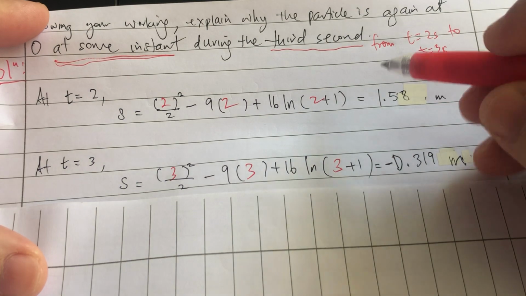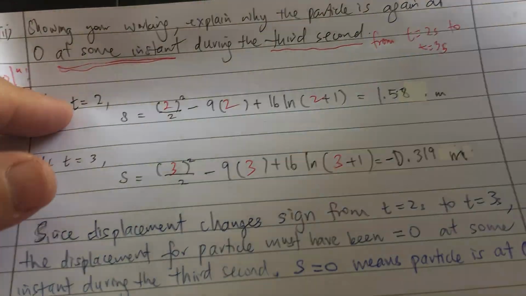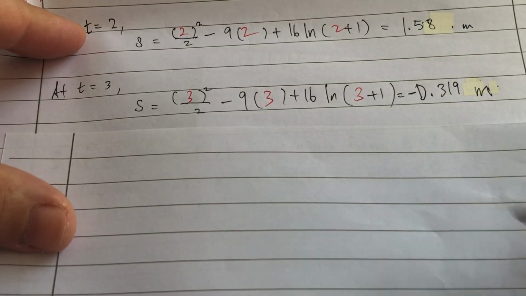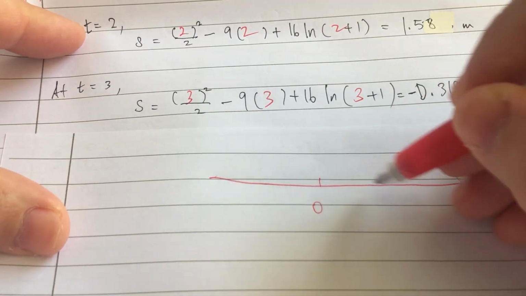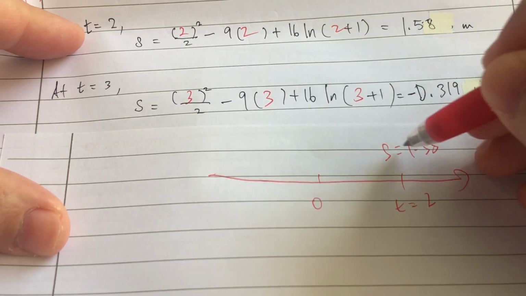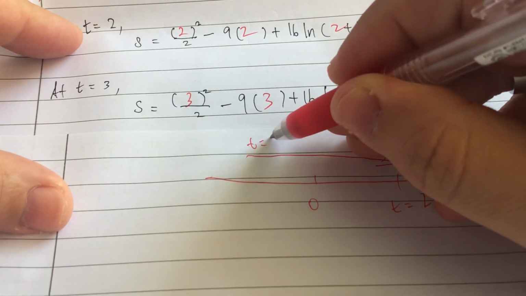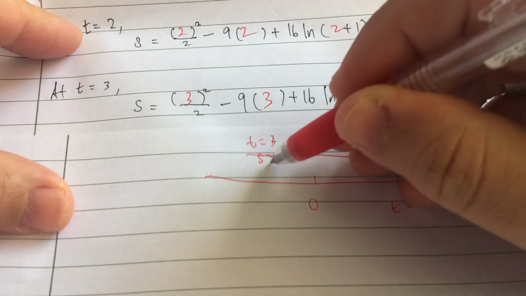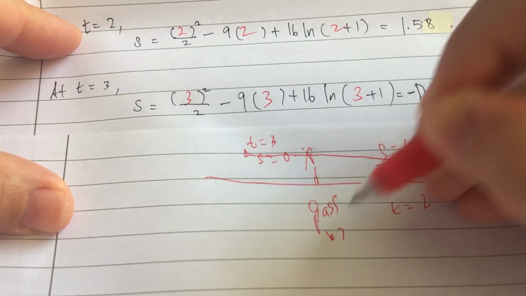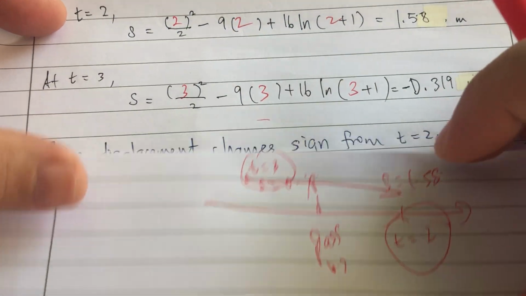Then I conclude that at t equals 2, it's positive. I told you just now already. At t equals 2, the s is positive. Then t equals 3, the s is negative. So it must have passed by this point in between t equals 2 seconds and t equals 3 seconds, right? So that's what they want you to say or show.